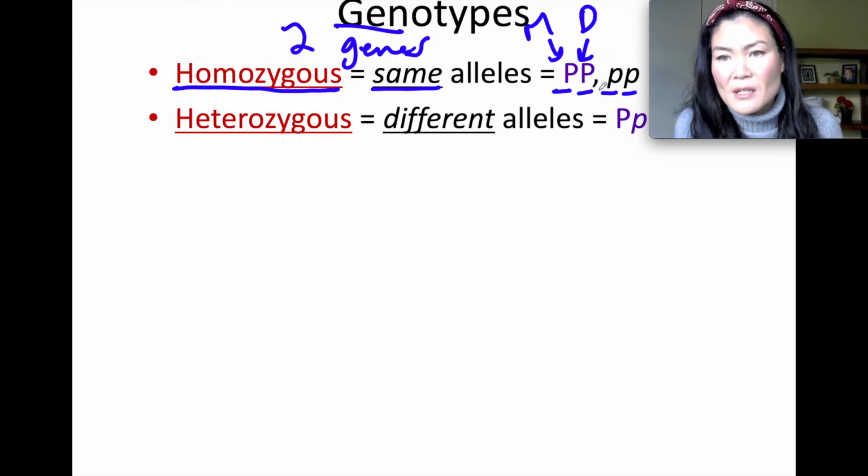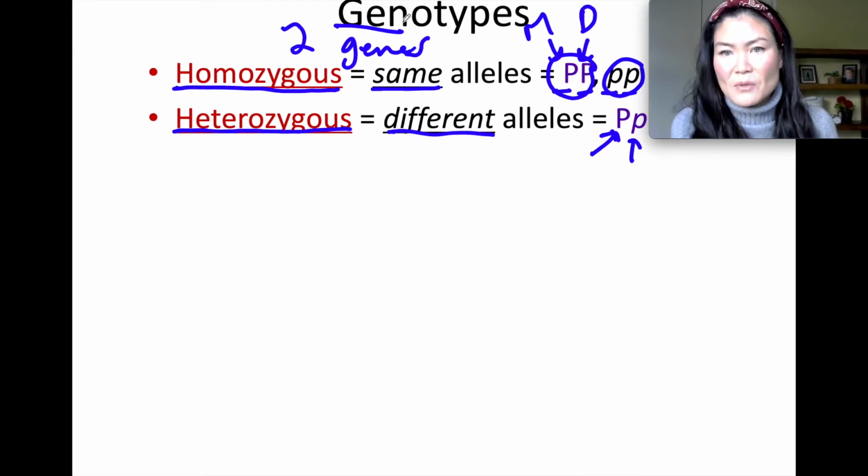So that individual, that flower, whatever we're talking about, is homozygous purple. So this is homozygous purple or homozygous white. Okay? Then you have heterozygous. Heterozygous means two different alleles, so purple and white. So two different. Okay, so that's the genotype.